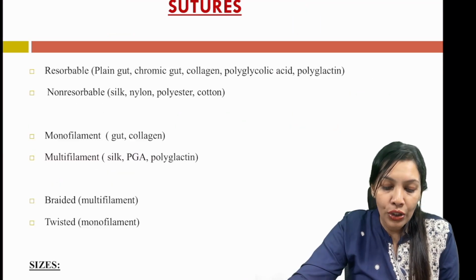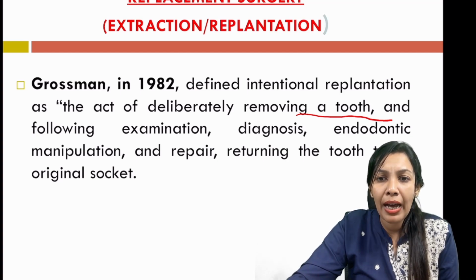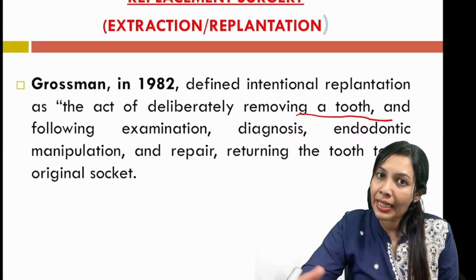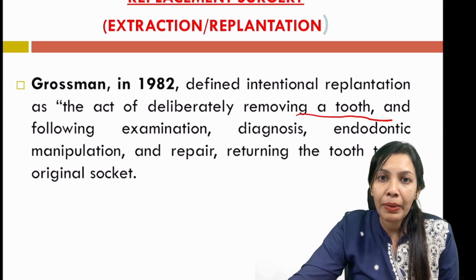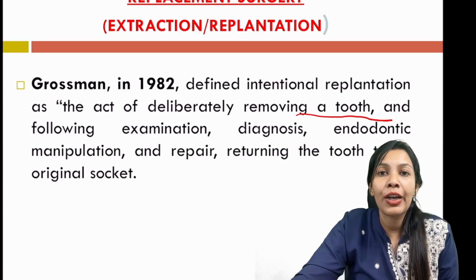its original socket. Why it is done is that sometimes the endodontic surgery might not be successful. So what we do is extract it, do the treatment, and once the surface is prepared in the root, it will be placed and secured by a splint, right?